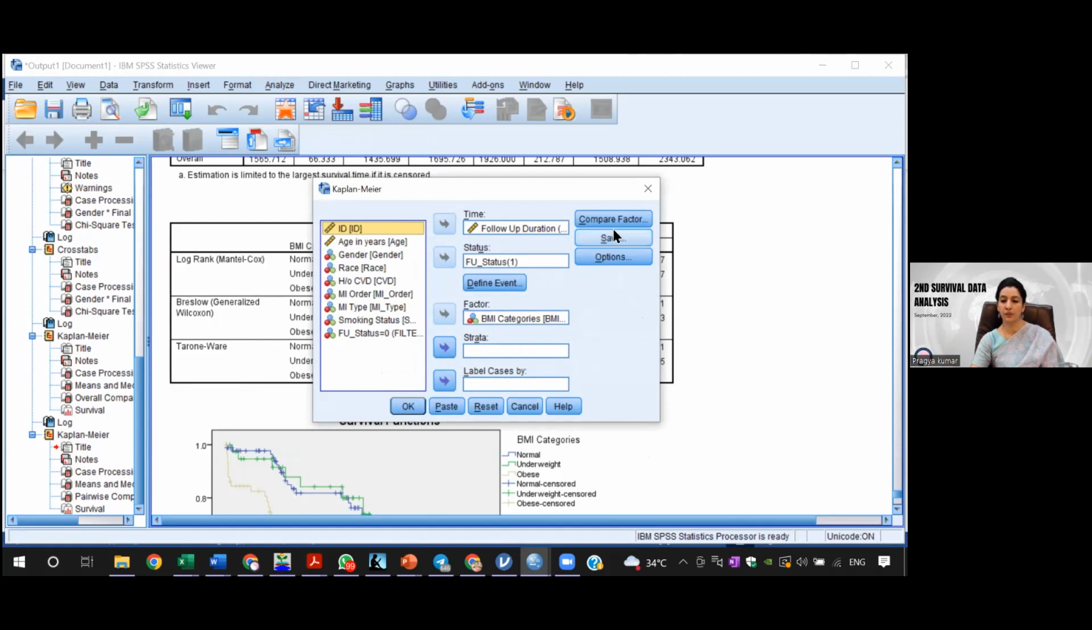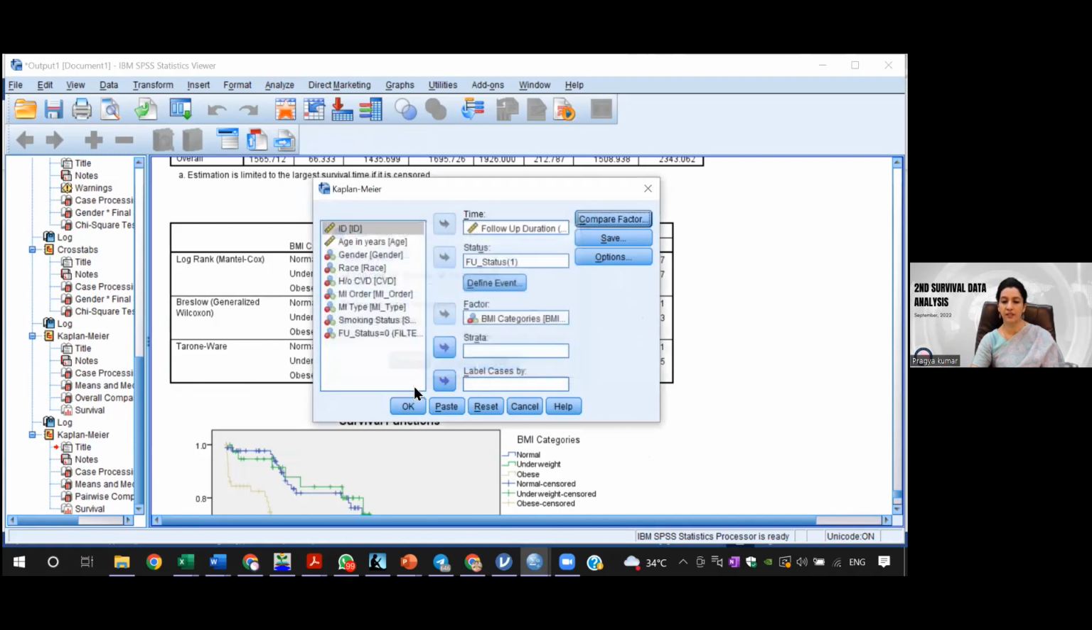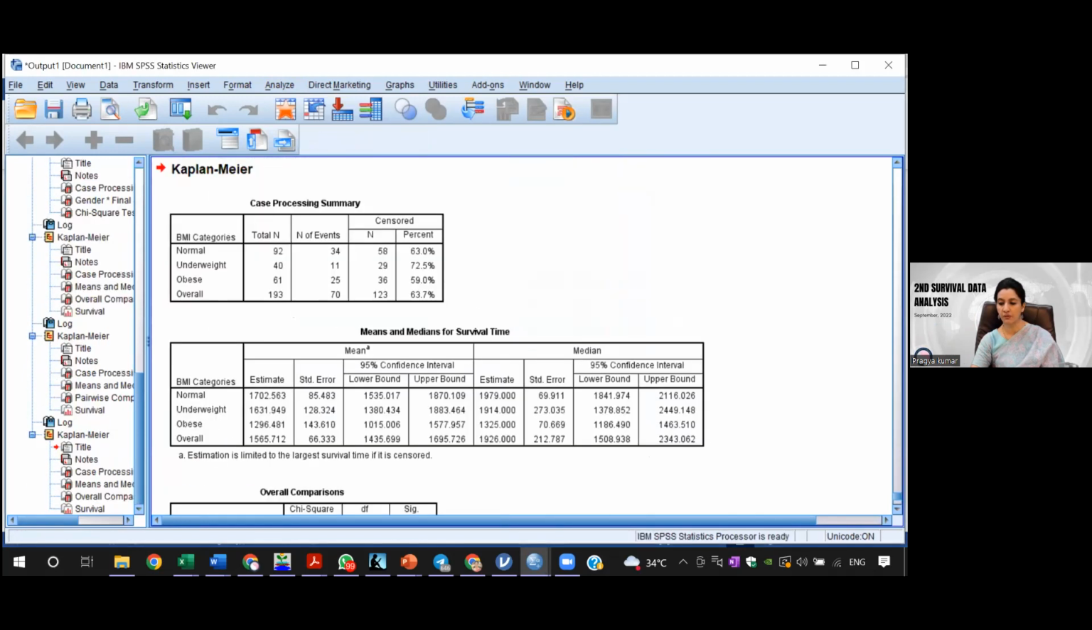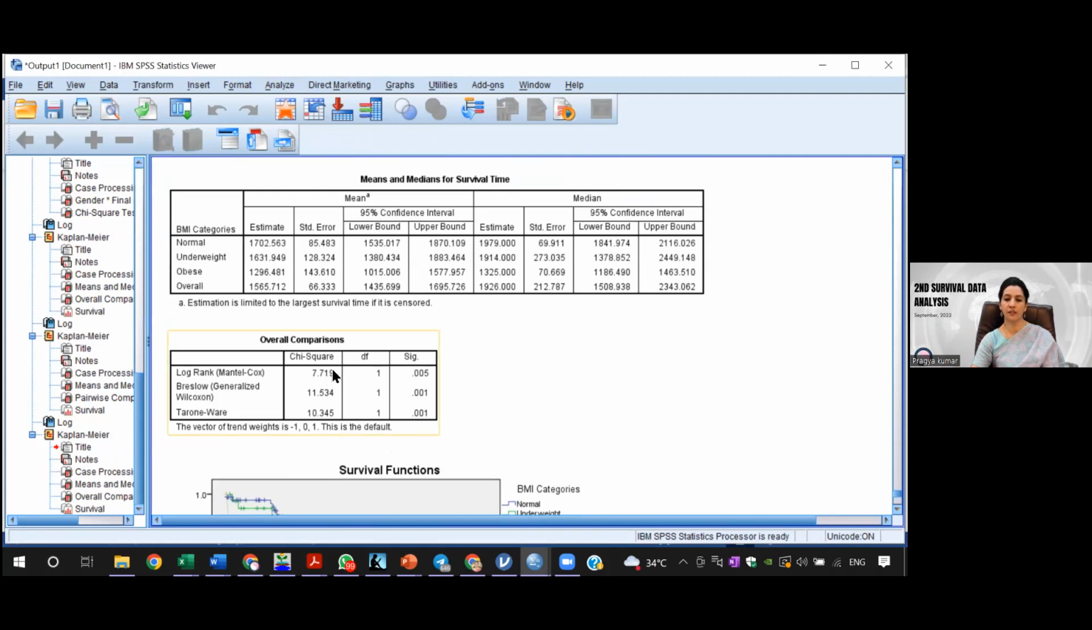So I can go with this compare factor. And instead of this pairwise comparison, I may click this linear trend, one factor, continue, and then press OK. So now if you see this, it will give only one value of chi-square. And this median value will be for a trend. This will be exactly the same, the median value. This trend is only for comparison, that if you see, all three are significant.